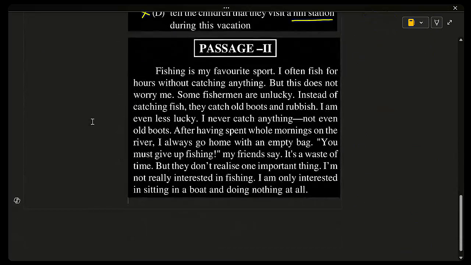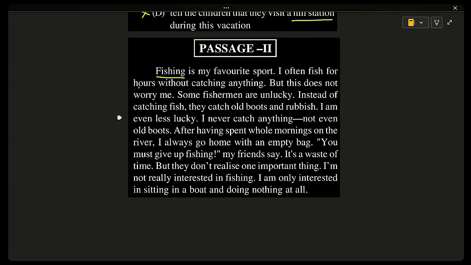Passage number 2. Fishing is my favorite sport. What do you mean by fishing? So they'll be sitting nearby the lake and they'll be using a hook attached to a thread and they will be giving some food for the fish. They'll throw it into the water. Fish comes and it tries to catch that food and the hook gets attached to its mouth and fish can be taken out with the thread. Very violent one. I often fish for hours without catching anything.